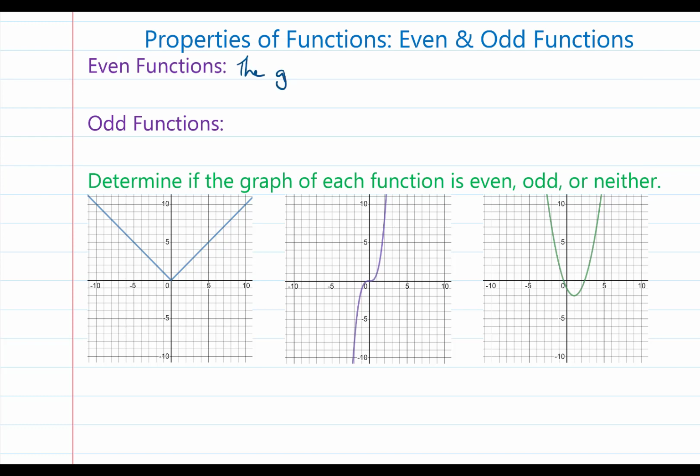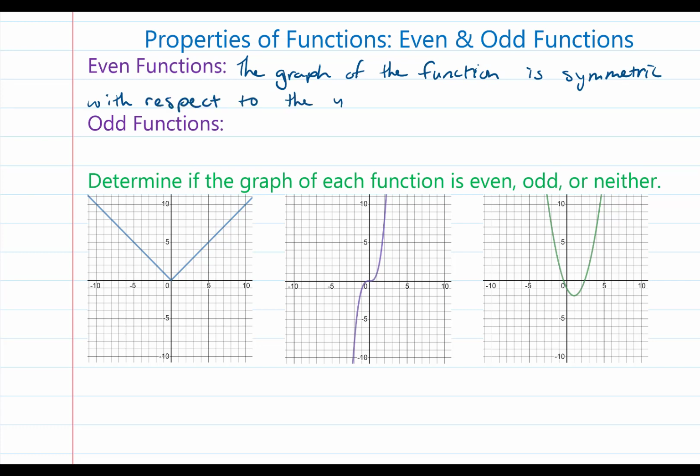The graph of the function is symmetric with respect to the y-axis. So what this means is that for every ordered pair x comma y on the graph, there also exists a corresponding point of the opposite of x value, comma, and the same y value.